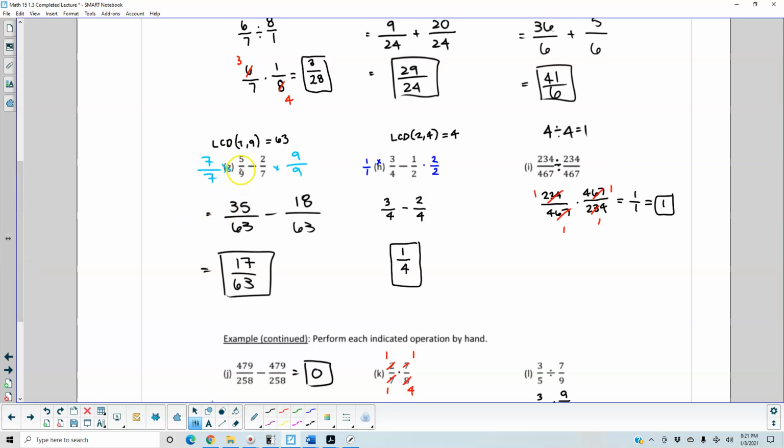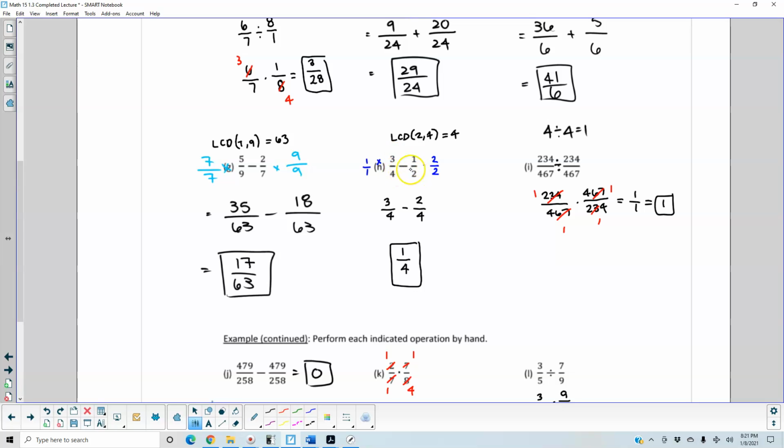Next, we have 5 over 9 minus 2 over 7. The LCD between 7 and 9 is 63. So the new denominator is 63 and 63. Well, 9 times 7 gives you 63. So therefore, 5 times 7 is 35. Minus 7 times 9 gives you 63. So 2 times 9 is 18. 35 minus 18 is 17 over 63.